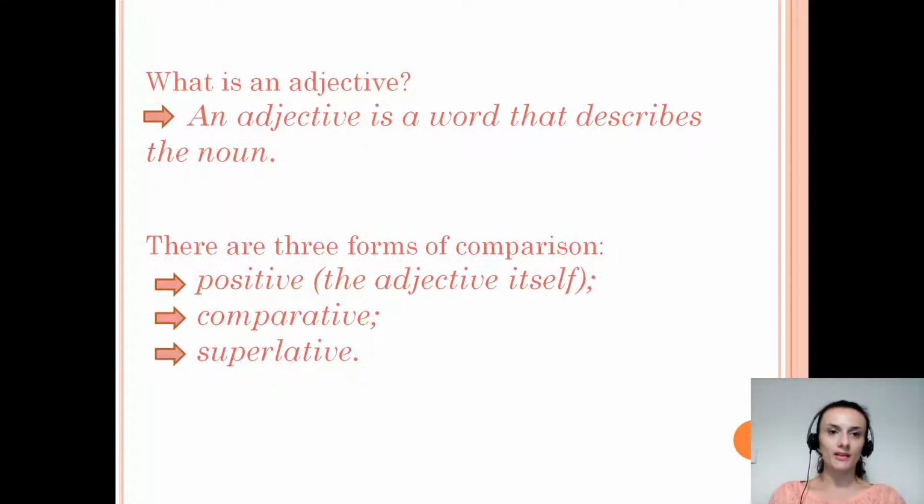So, let's start. What is an adjective? An adjective is a word that describes the noun. There are three forms of comparison: positive, comparative, and superlative.